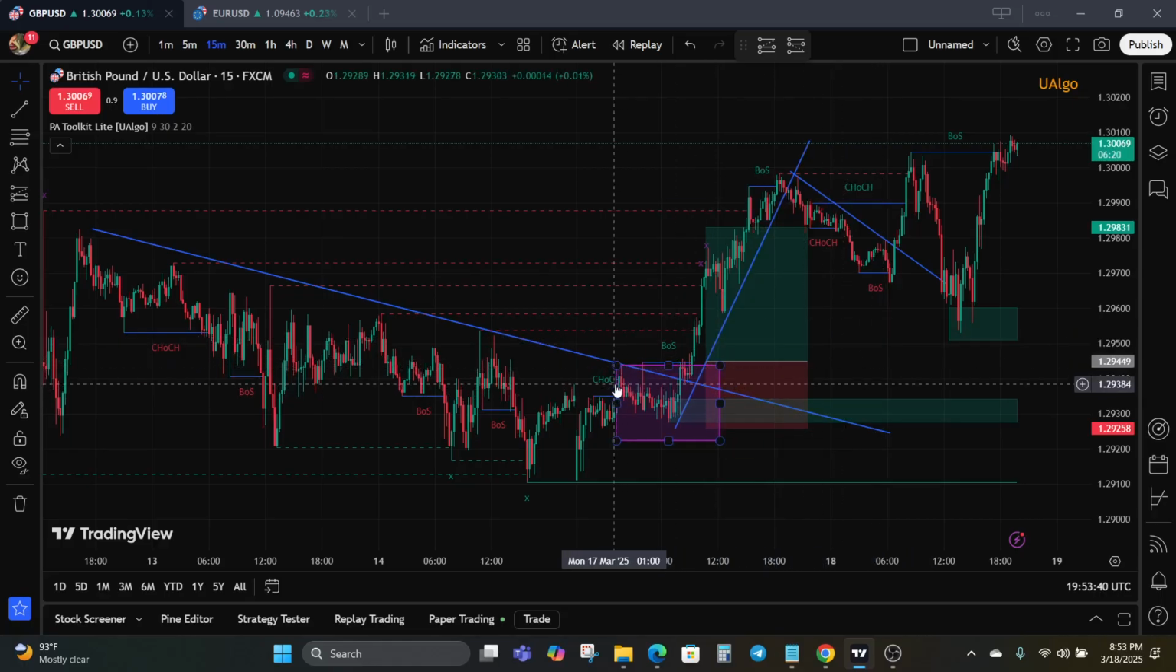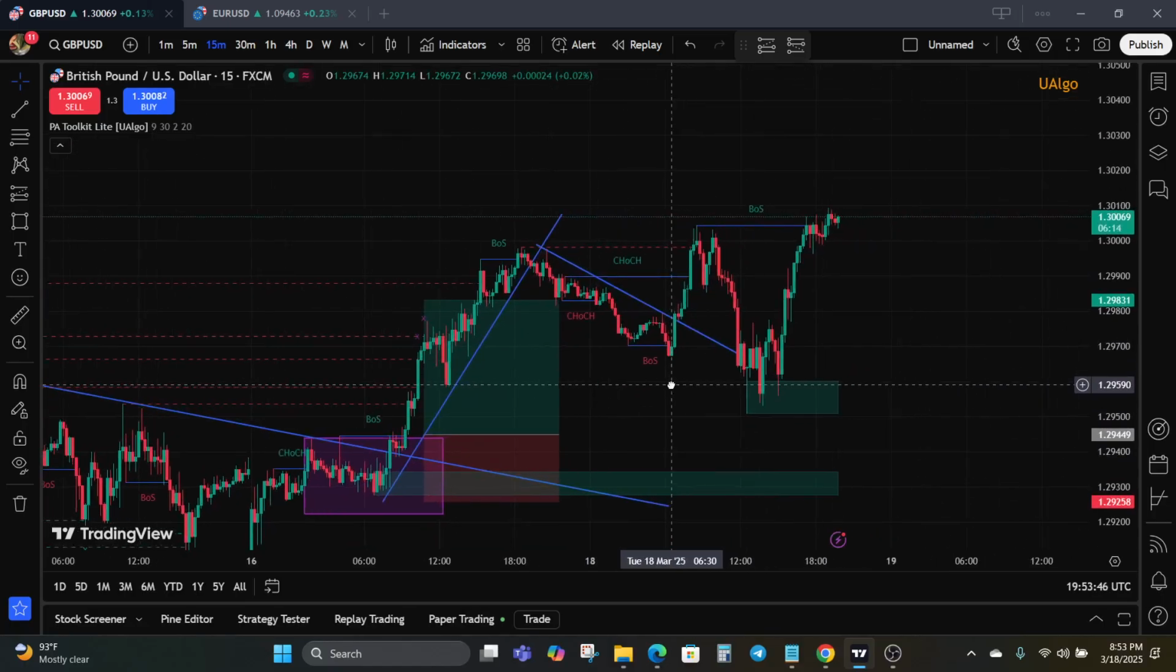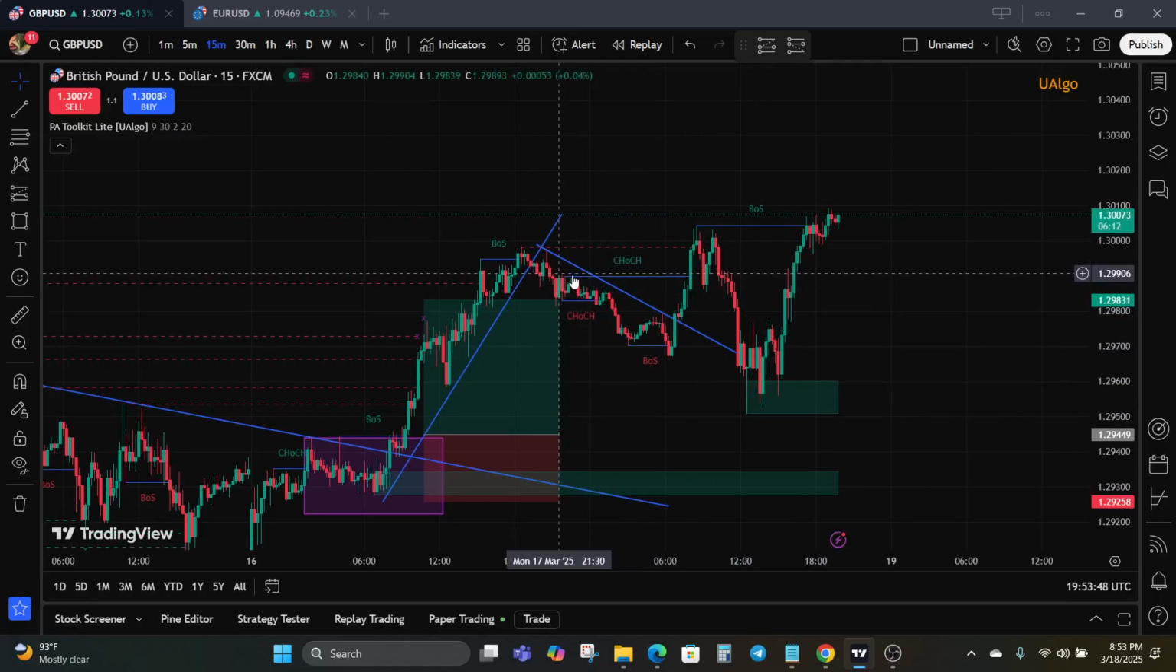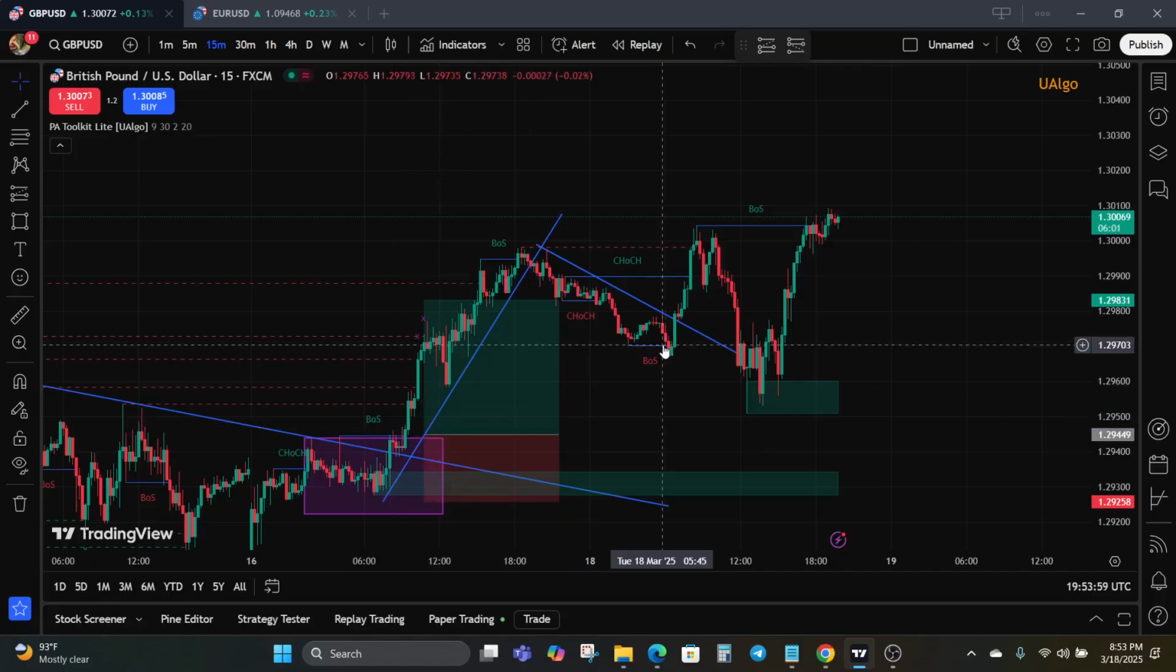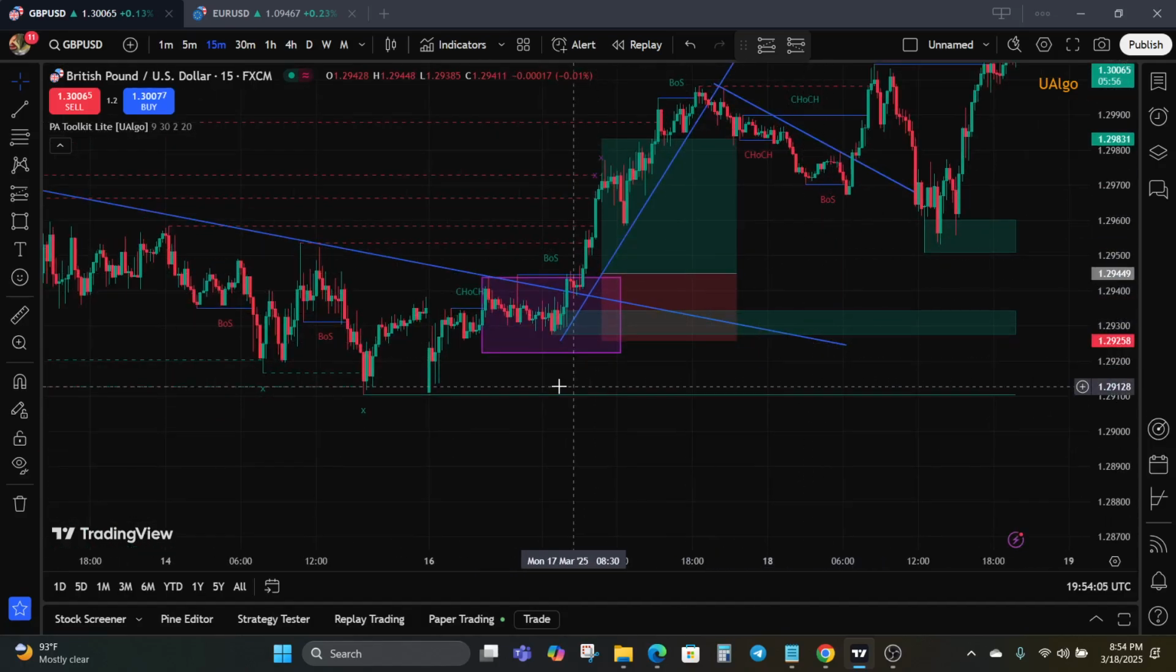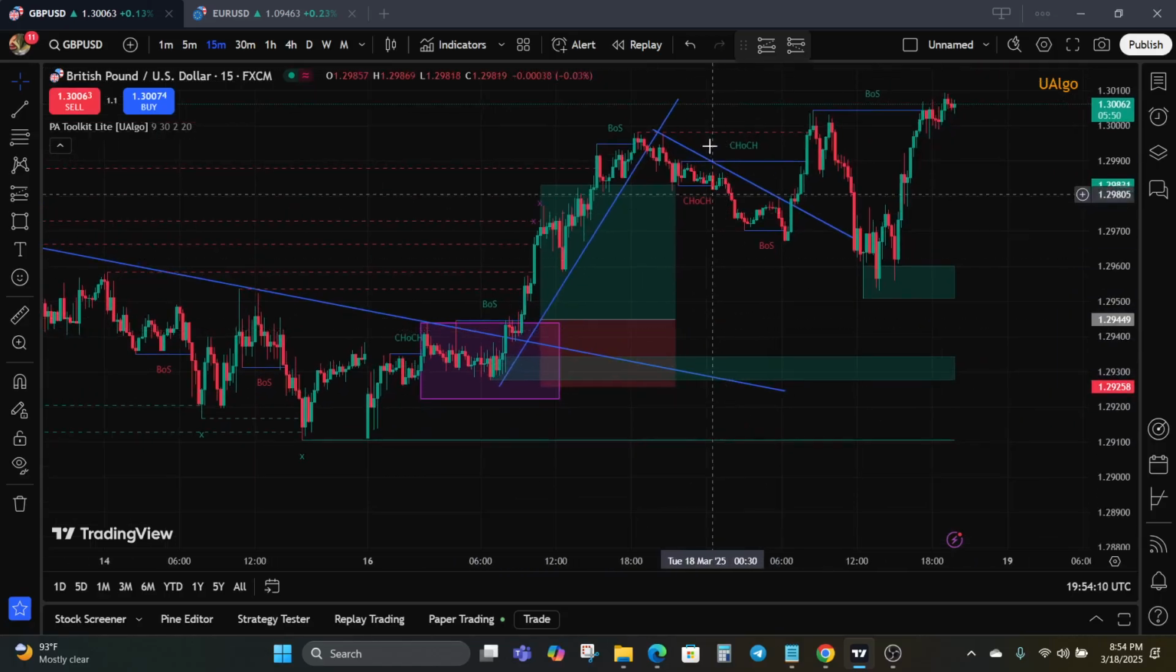If a CHOCH forms at a key resistance, you can enter a short position. If a BOS confirms a breakout like what we had here, you can enter a long position. Use stop loss accordingly. Use them properly. You can use a stop loss below recent support for a buy trade, or above recent resistance for a sell trade, in order to apply proper risk management.